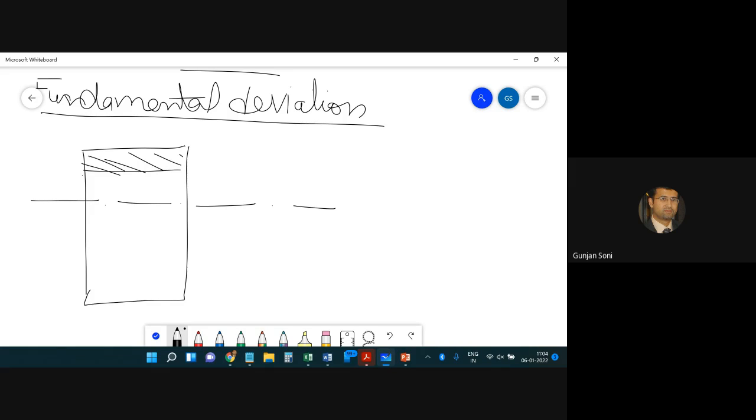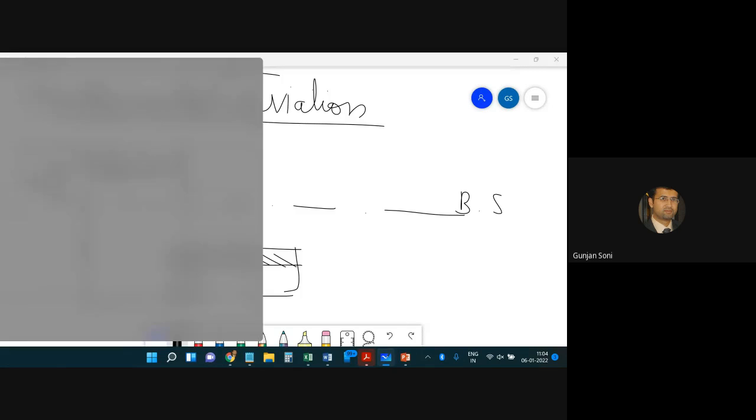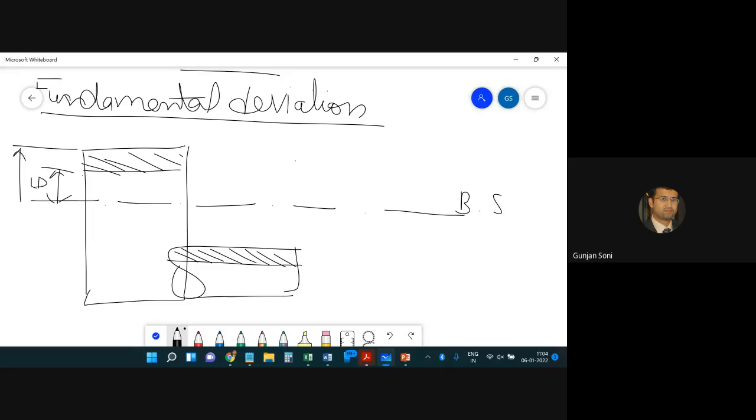See, it is also not necessary that your basic size coincides with the lower limit. It is also not necessary. Okay, and we got another shaft over here. We got a shaft here. And this is your basic size over here. And for hole, this is your lower deviation. And for hole only, this is your upper deviation.